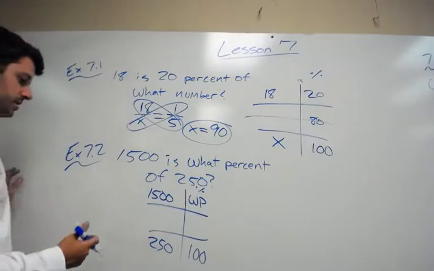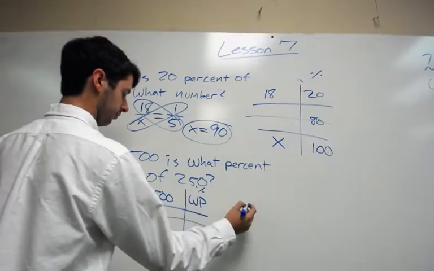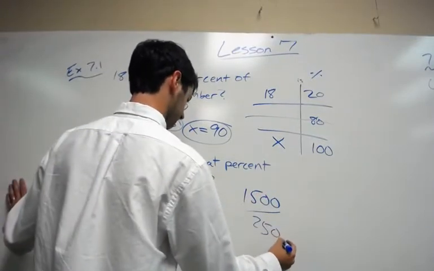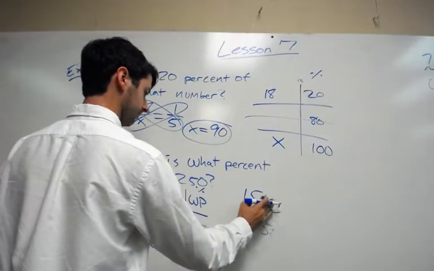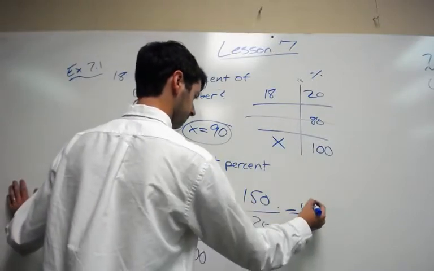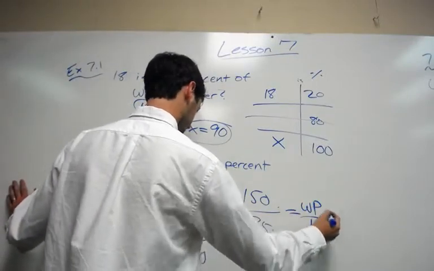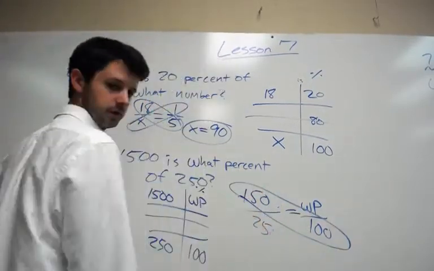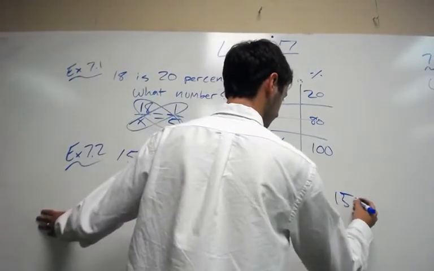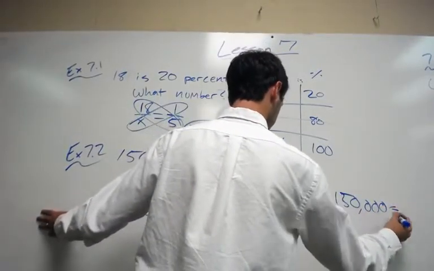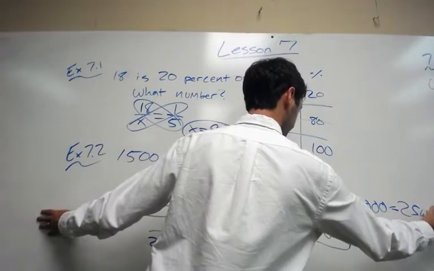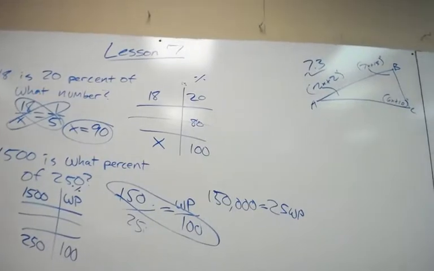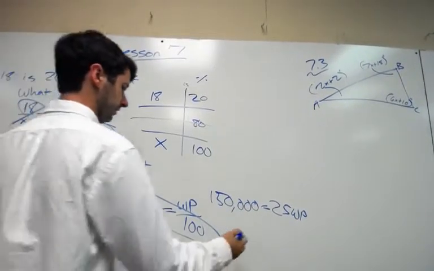So then we solve. We don't need that column or row. 1500 over 250. Let me go ahead and cut out a 0. Equals what percent of 100? And then we solve. 150,000 equals 25 times our variable. 25 times our variable. We divide.